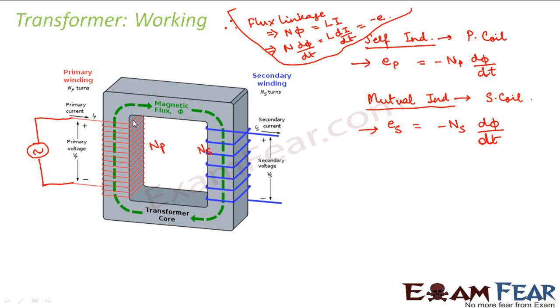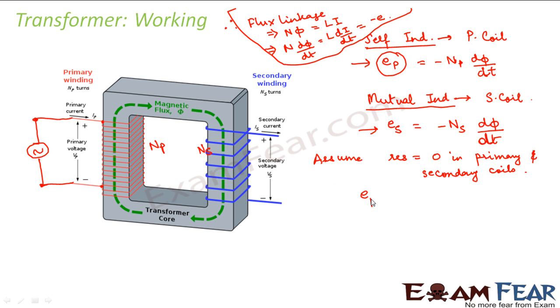Now let us assume that the resistance of these windings is 0. For now we assume that the wires which are used to wind at the primary end as well as at the secondary end, their resistances are 0. In that case, the voltage of the supply will be equal to the voltage across the primary coil. That means if we assume that resistance is equal to 0 in primary and secondary coils, in that case the voltage of the supply would be equal to the EMF induced in the primary coil. That means this should be equal to the source voltage.